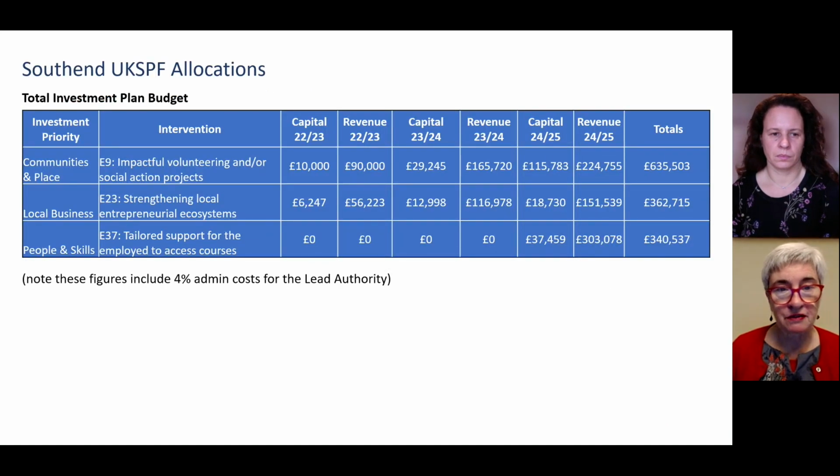This gives you a little bit of an idea of the type of allocations that are available, and you can see that only communities in place and local business have funding for the first 2 years of the programme. Most of this is for revenue. There is a small percentage as capital, and these figures do include a small admin cost for the lead authority, but it gives you an idea of the kinds of funding that will be around.